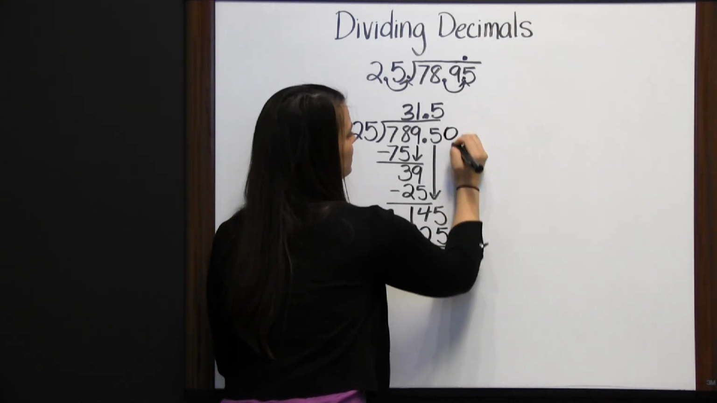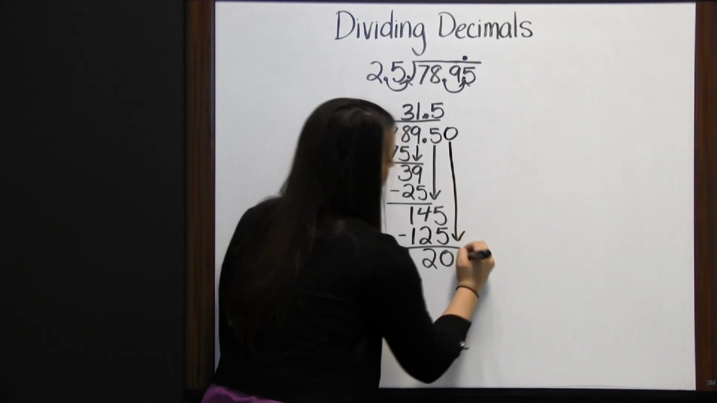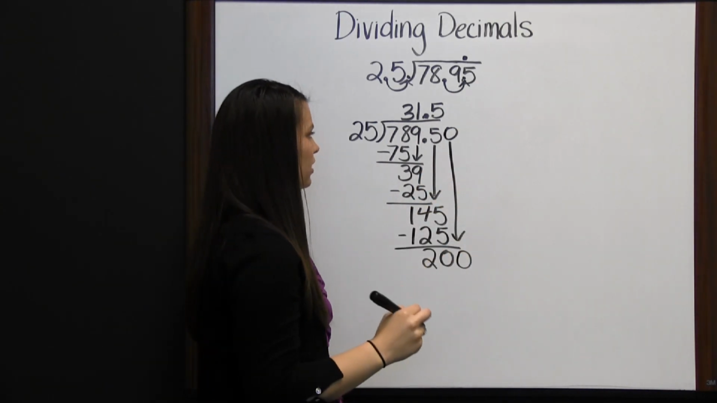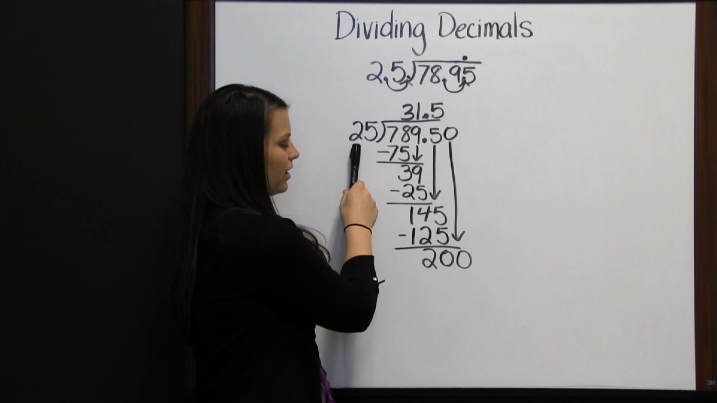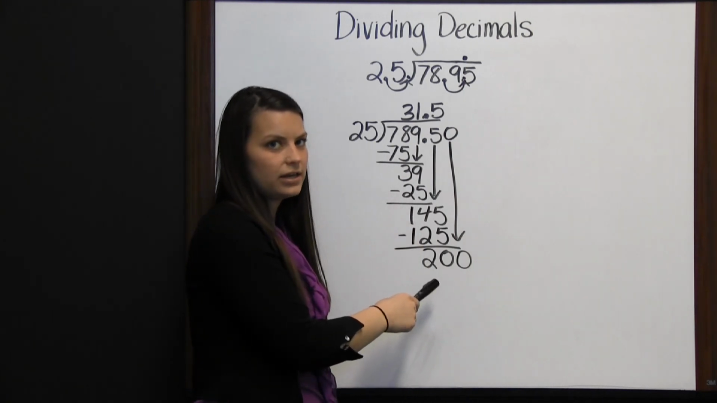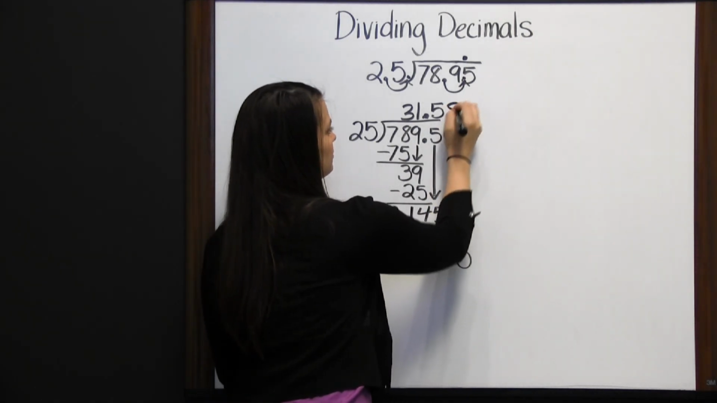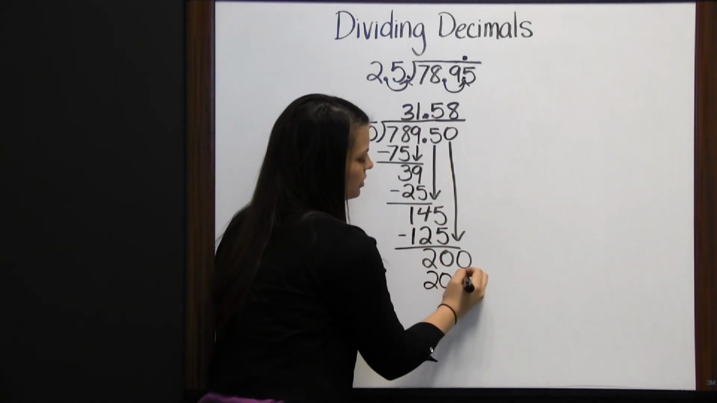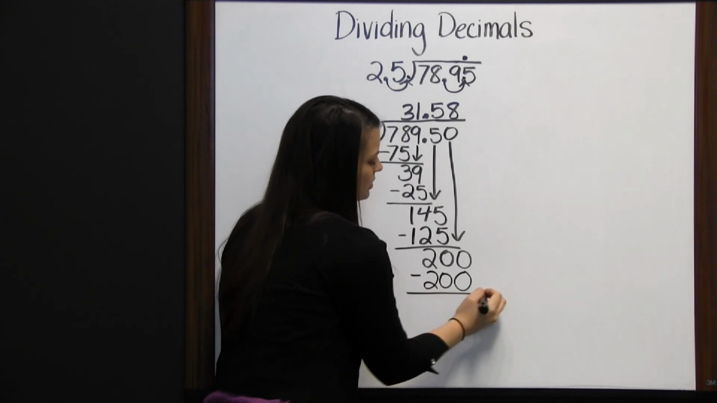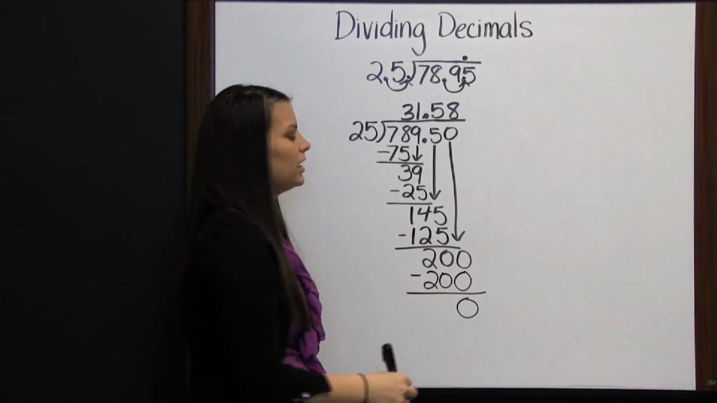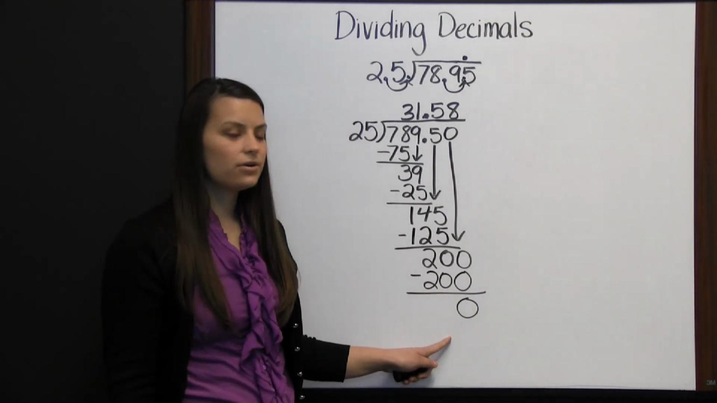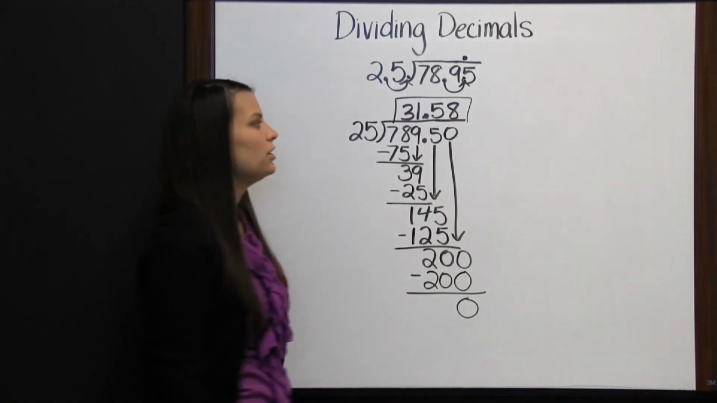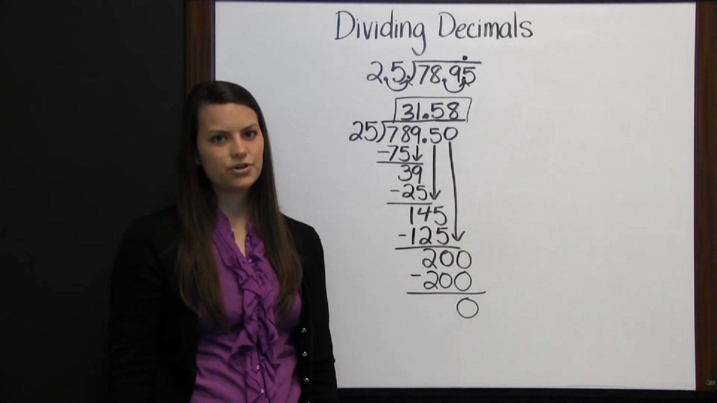We need to add on a 0 to bring down, because we can add as many zeros after our decimal place as we like without changing the number. 25 goes into 200 8 times. 25 times 8 is 200, so that when we subtract, we get a remainder of 0. Now that we've reached a remainder of 0, we're finished dividing, and our result is 31 58/100.